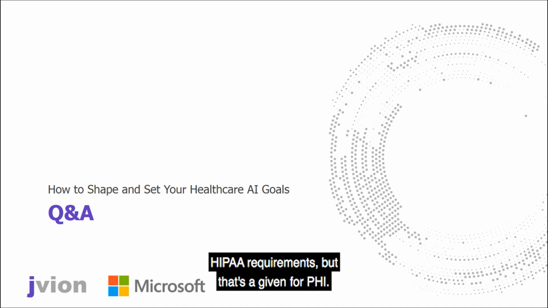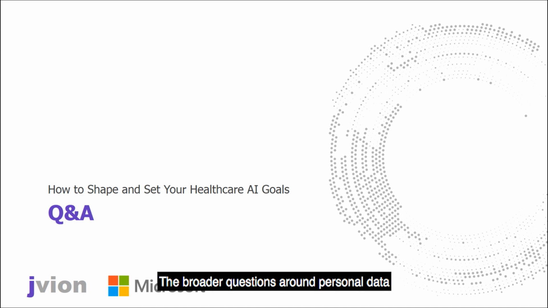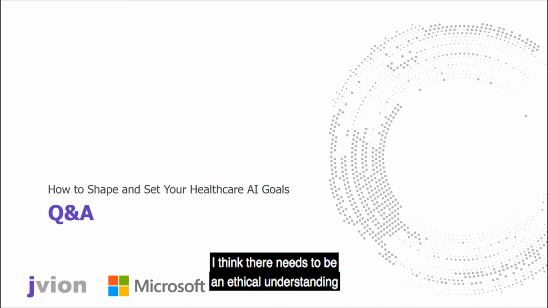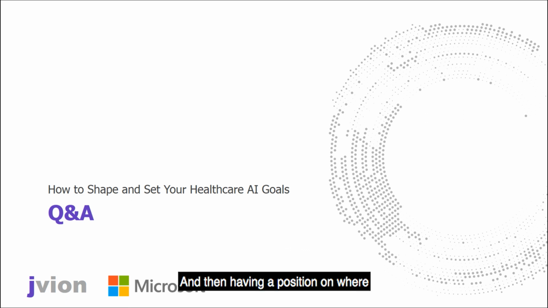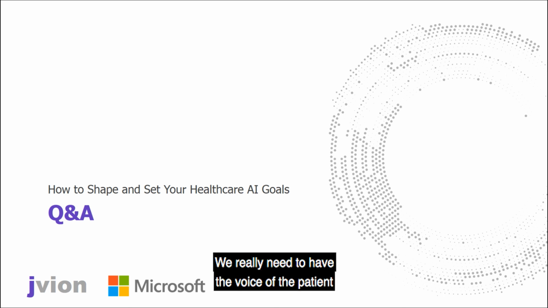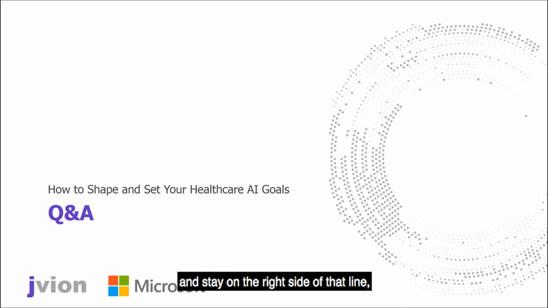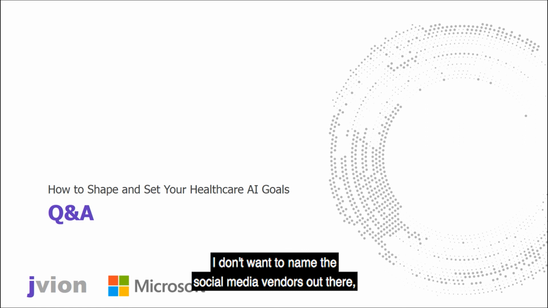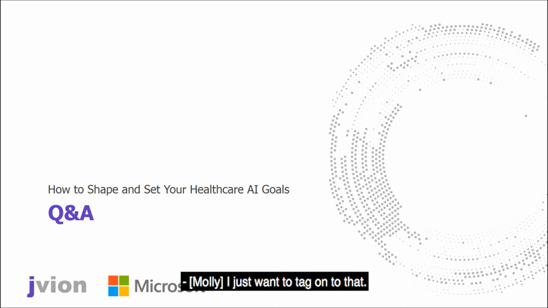I'll give a very high-level answer. One, follow, of course, cybersecurity disciplines and HIPAA privacy requirements, but that's a given for PHI. For the broader questions around personal data that don't fall under PHI, I think there needs to be an ethical understanding of the questions that we need to be asking, and then having a position on where we fall in answering those questions. For example, do we purchase identity data that is so identifiable that we know details about patients that would make the patient uncomfortable? We really need to have the voice of the patient in helping to answer those questions and staying on the right side of that line, or we end up looking like, I don't want to name the social media vendors out there, but we end up looking like social media.